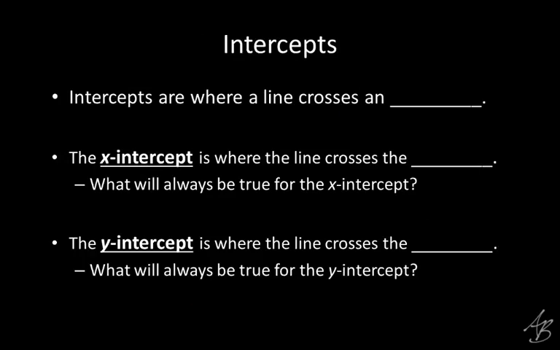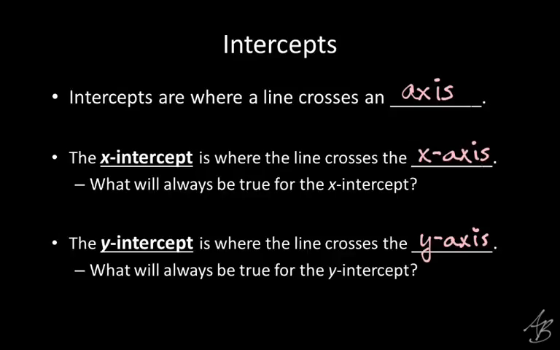All right, so a couple of things here, just to summarize what we've said so far. Intercepts are where a line crosses what? An axis. There are two axes, right? There's an x-axis and a y-axis. So the x-intercept is where the line crosses the x-axis. And let's go ahead and fill in the other blank before we answer those questions. The y-intercept is where the line crosses the y-axis. All right, so then there's two questions there, so you don't want to flip your paper over yet.